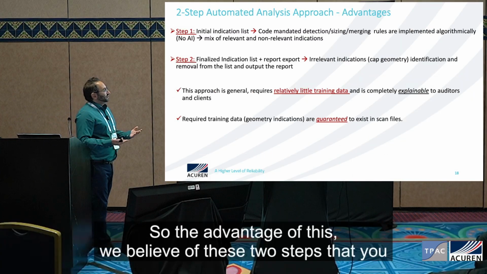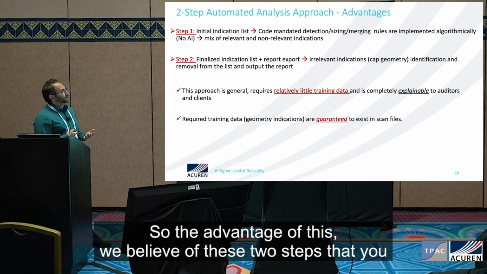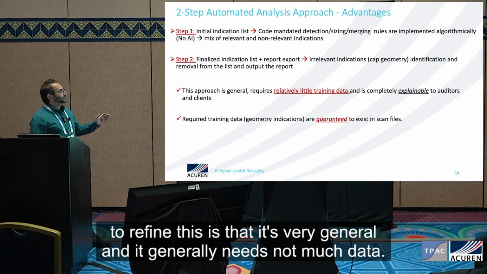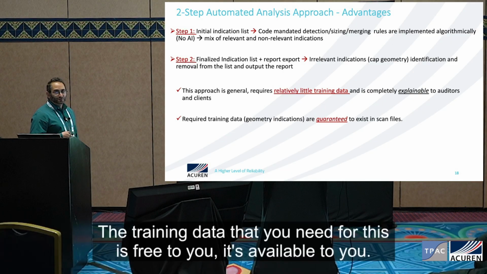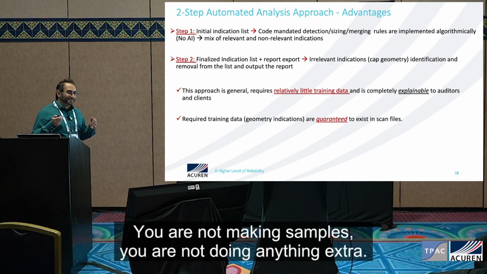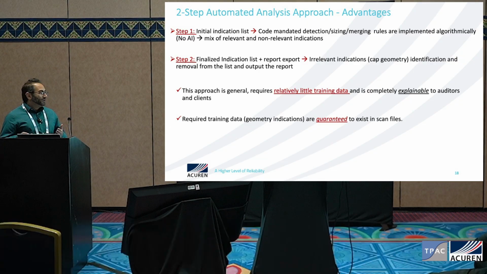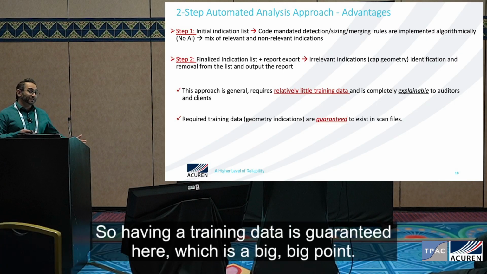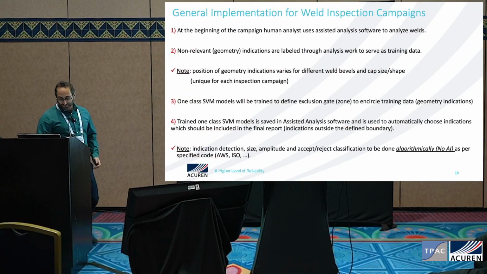So the advantage of these 2 steps, we believe, is that you don't involve any model to do the critical task and just use the second step to refine this. It's very general and it generally needs not much data. The training data that you need for this is free to you. It's available to you. You are not making samples. You are not doing anything extra. The weld that you're scanning gives you that training data. So having the training data is guaranteed here, which is a big, big point.